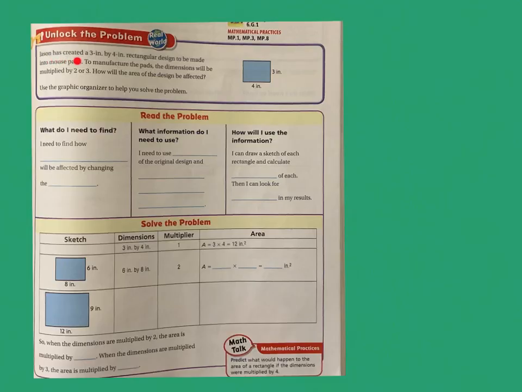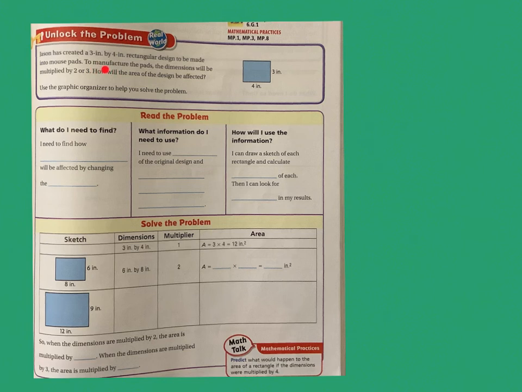Okay, so we have Jason has created a 3-inch by 4-inch rectangular design to be made into mouse pads. I don't even know if you guys know what mouse pads are anymore. They're not beds for little mice. They're the little pads like people who use computer mice. The little pads that those track on. Anyways, so he has a rectangular shape, 4 inches by 3 inches.